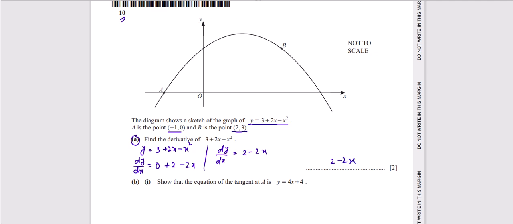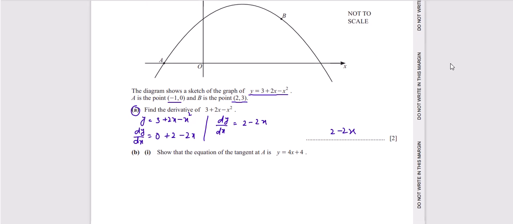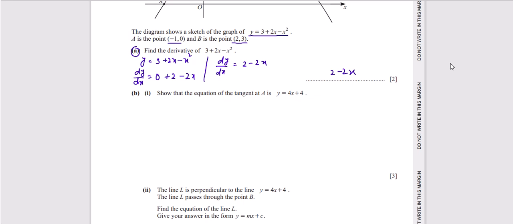Two minus 2x. Now part B. Show that the equation of tangent at point A is y is equal to 4x plus 4. First of all, we write the equation of tangent. Equation of tangent is y minus y1 is equal to m into x minus x1.